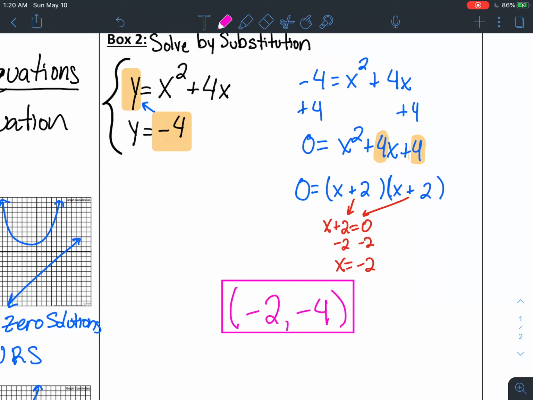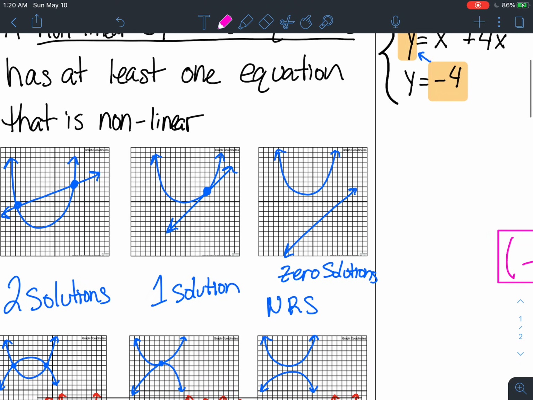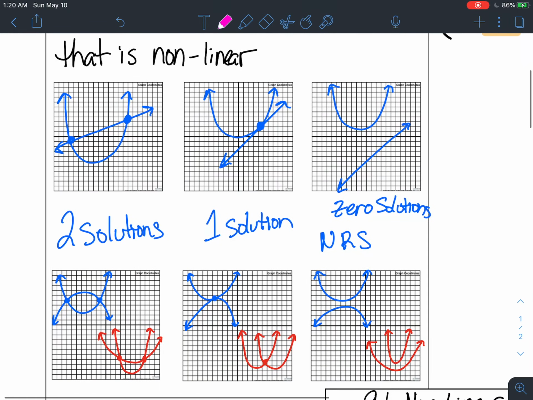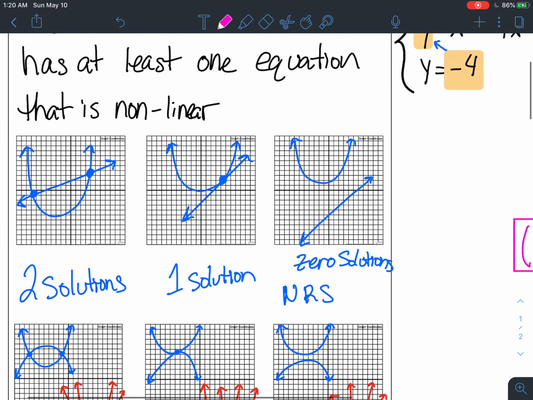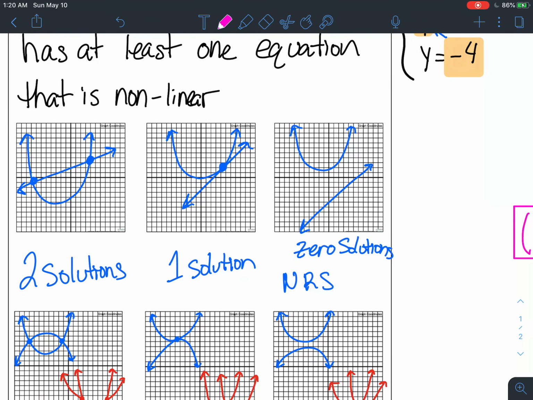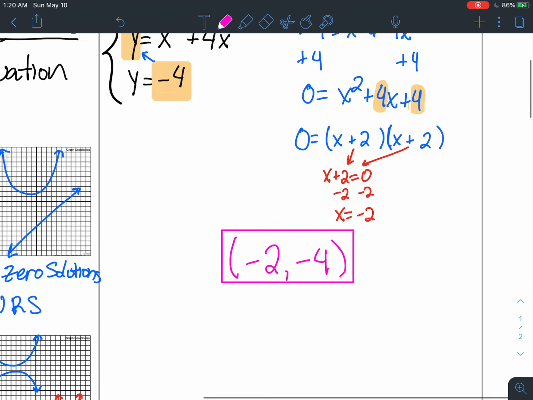Your answers for systems should always be ordered pairs. In this case, it was just a single point. So this would be a case where it would look something like the top middle one, because we have one equation that's quadratic, one equation that's linear. So that's what it would look like. In this case, actually a horizontal line at negative 4.